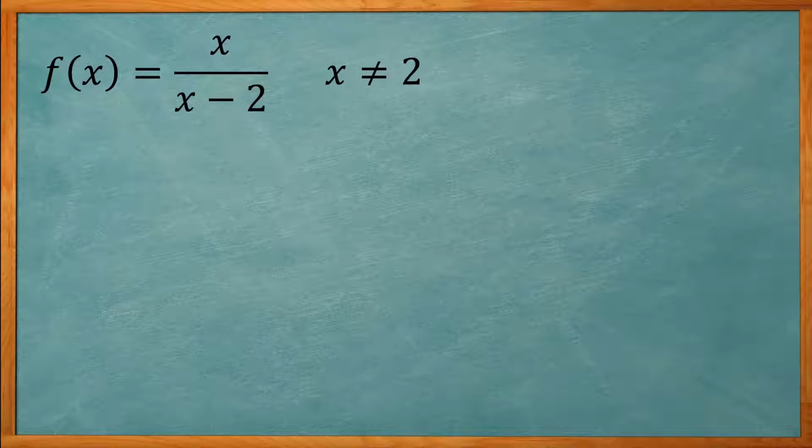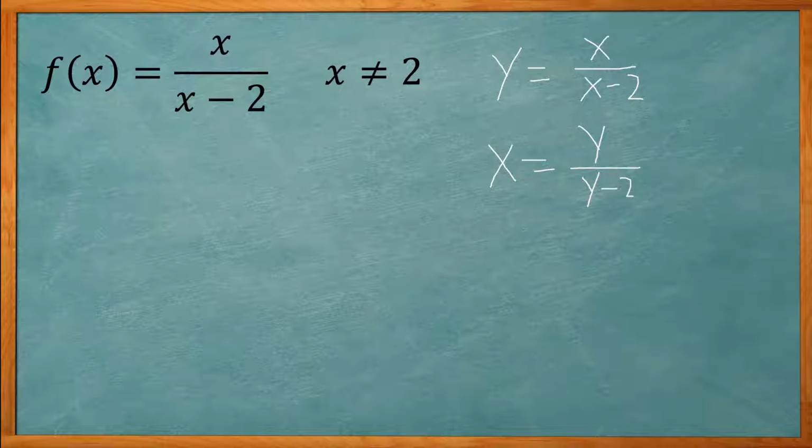This next one, we have f of x equals x divided by x minus 2, where x does not equal 2. Now we had to restrict the domain because we don't want division by 0, so x can't equal 2. So again, we start by changing it to y equals x over x minus 2. And then we want to switch the x and y values, so x equals y over y minus 2.